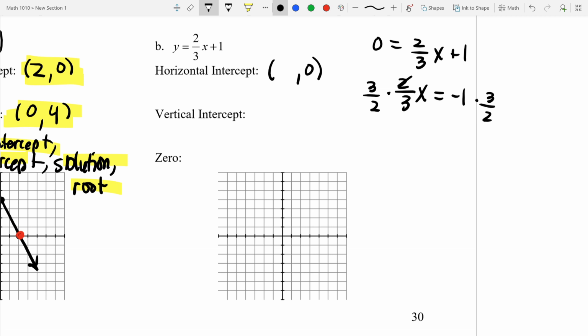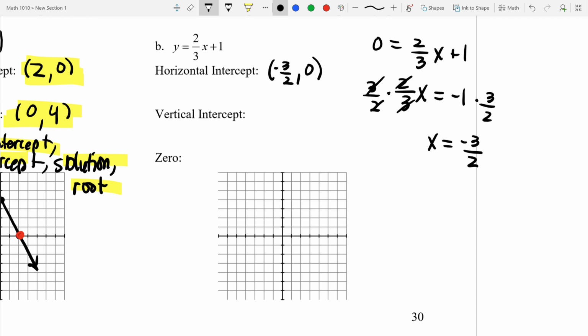Because then look what happens. The 2's cancel and the 3's cancel, and you get x equals, a negative 1 times 3/2 is just a negative 3/2. I never write that as 1 1/2. Never. And I don't encourage you to. I don't think it's necessary. And I think sometimes you mess up when you do that. So it's just (negative 3/2, 0). You have to show all that work over there.